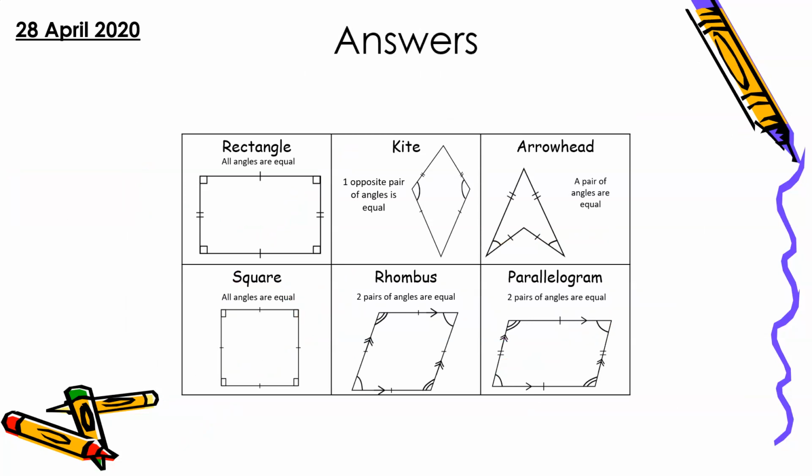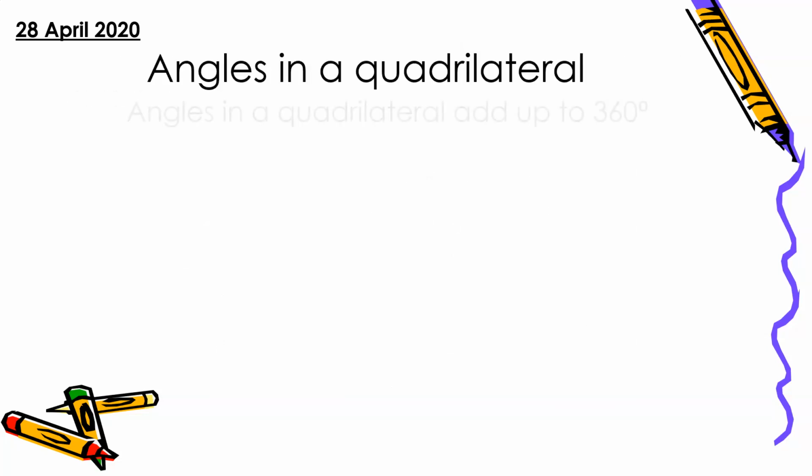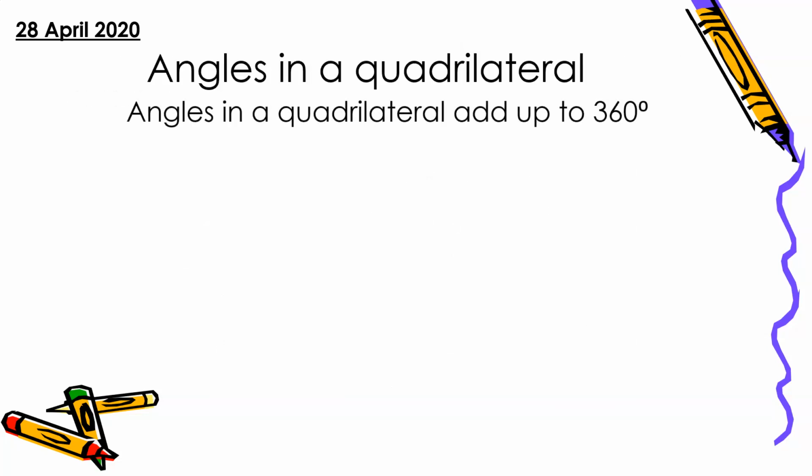So they're the key ones. There's obviously lots of different variations. There's not a trapezium there that we talked about yesterday, so this isn't an exhaustive list. So the big question is, and the big rule is, that angles in a quadrilateral always add up to 360 degrees. So this is exactly the same as the triangle where we were looking at 180 degrees.